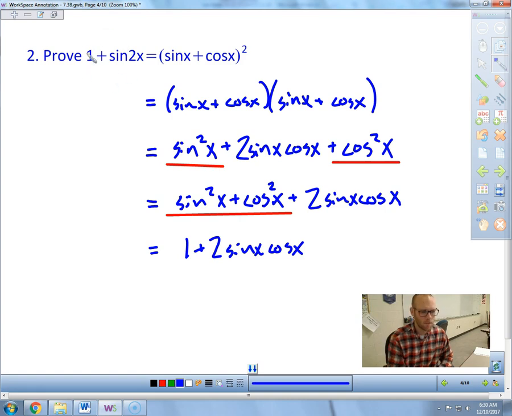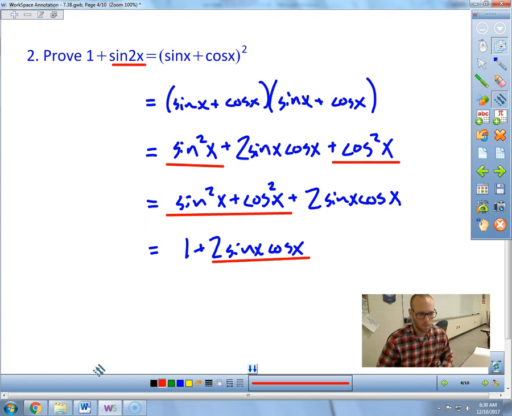Look at this left side where we're trying to get again. We've got 1 plus. We've got 1 plus. That means this is what I need. This is what I have. I've already got the 1 plus. Sine of 2x, 2 sine of x cosine of x. That looks a little familiar.